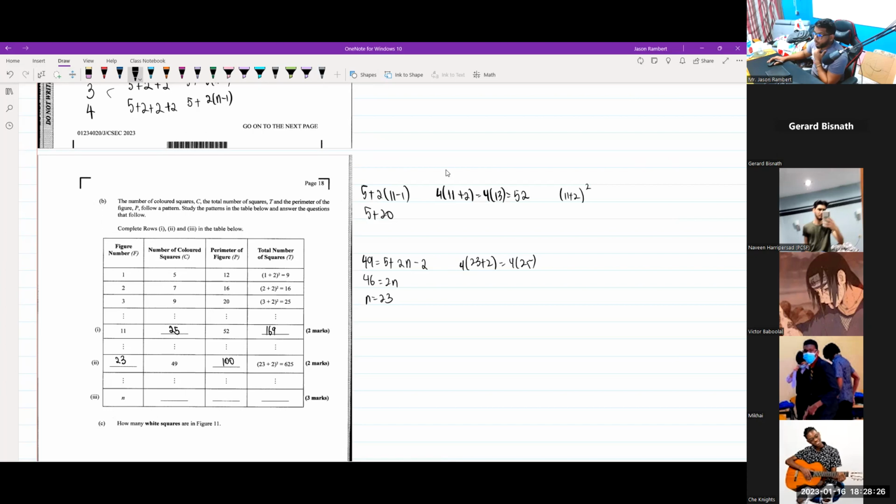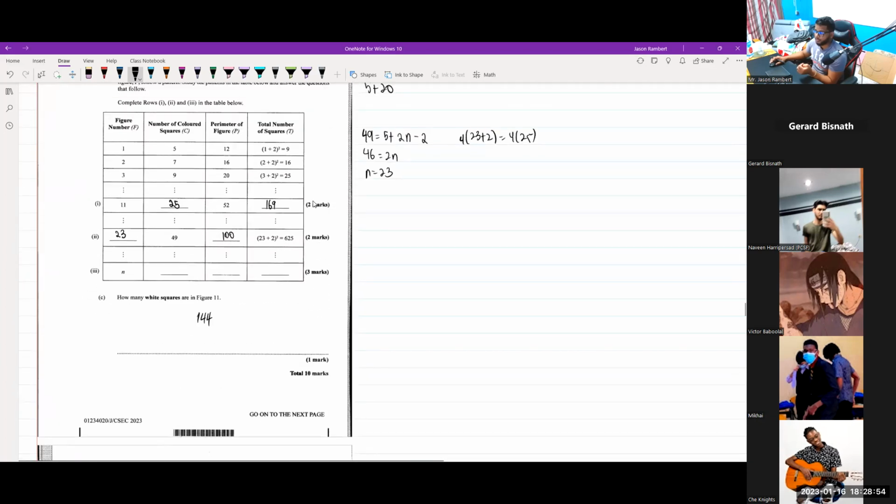See how many white squares are in figure 11. So for figure 11, we have the total number of colored squares, 25, and the total number of squares, 169. Take them away, we get 144. Yeah? I'll remember that again. Yeah.